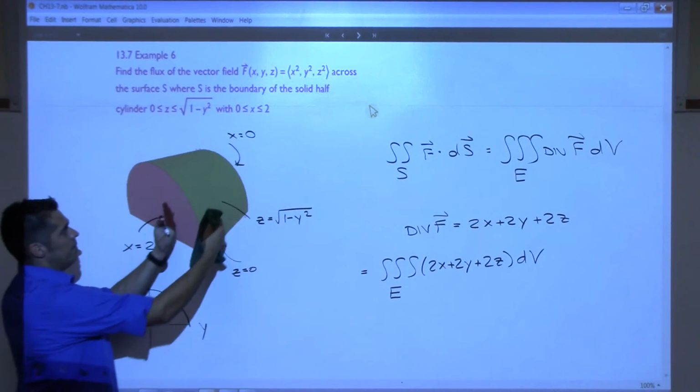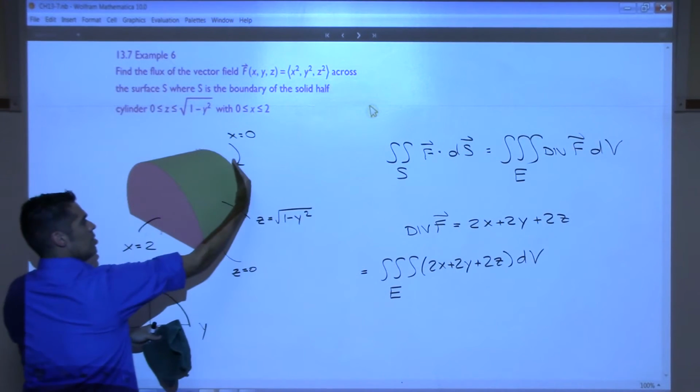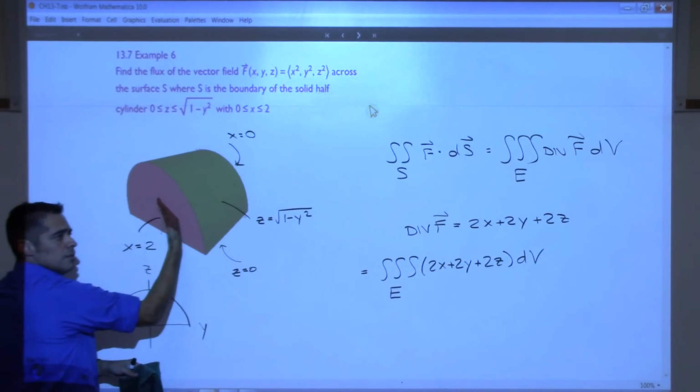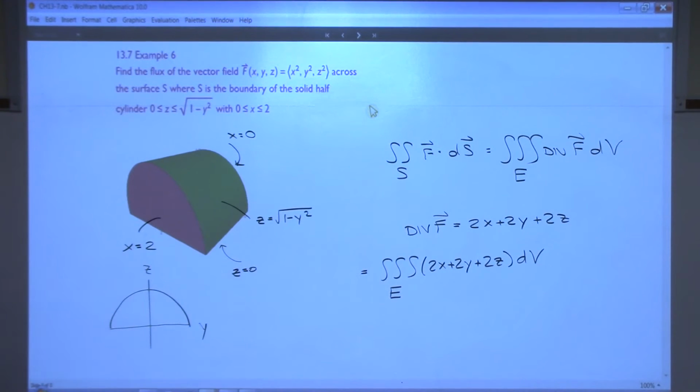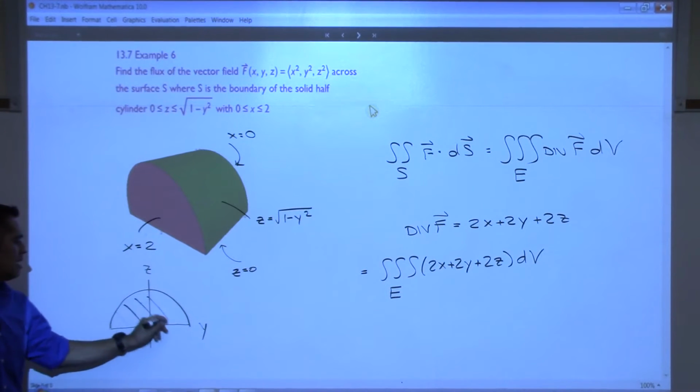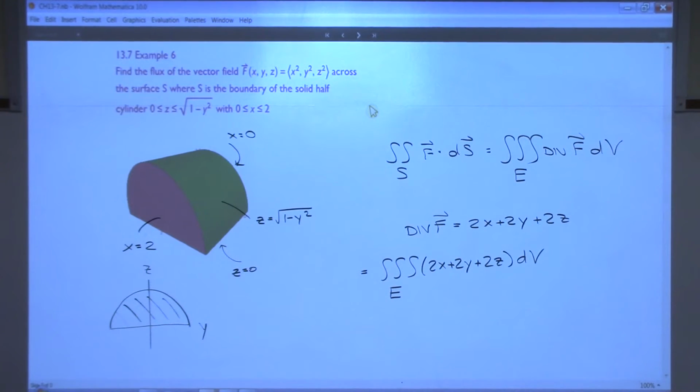Well, x is what? 0 to 2, right? So that should be easy to control, x between 0 and 2, and I'm done. It's just a matter of converting this region over because it's not a type 1 or a type 2. It's more of a polar region. So you all with me?